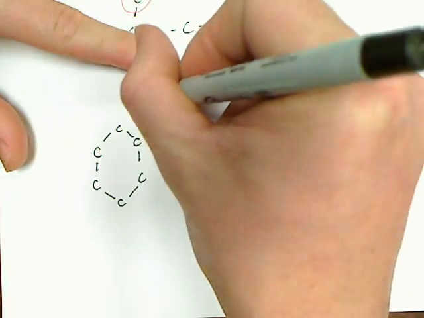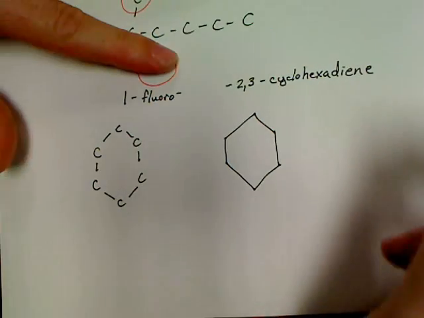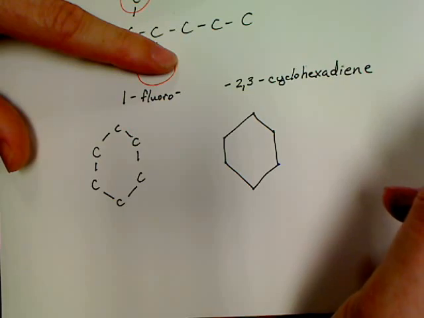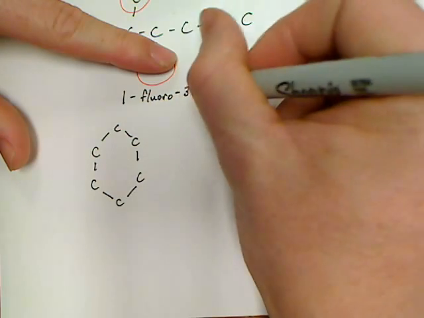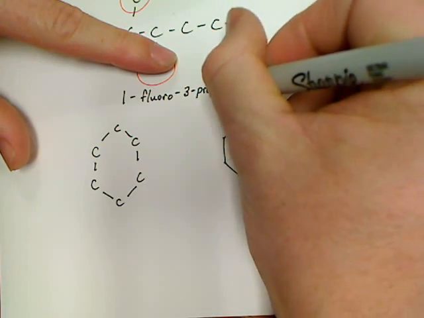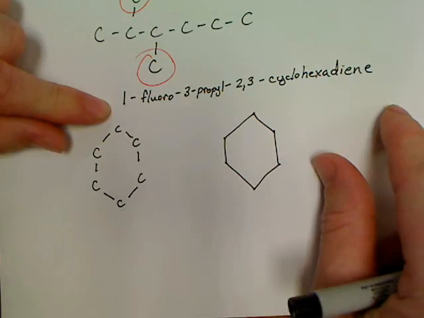1 dash fluoro dash. This one will blow your mind. 3 dash propyl. That's right. I just threw a propyl in there. So now draw this out.